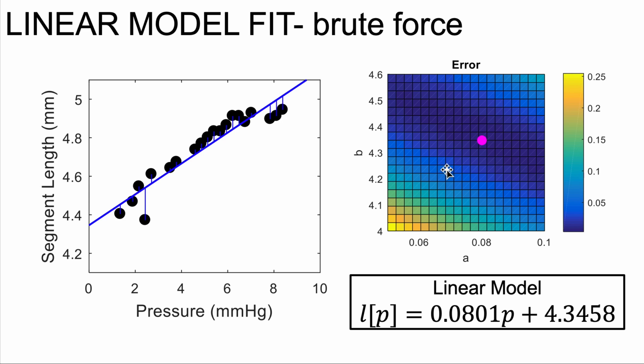You could also have done it by brute force, essentially computing all possible combinations of A and B, and then selecting the one that gives the smallest error. And we'll look at iterative minimization methods a little bit later on.